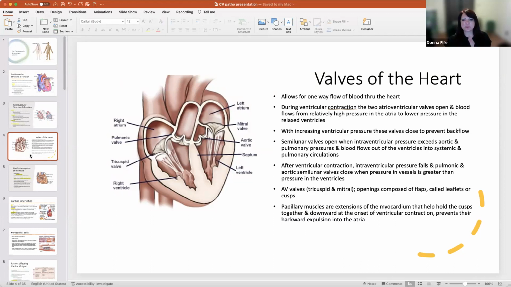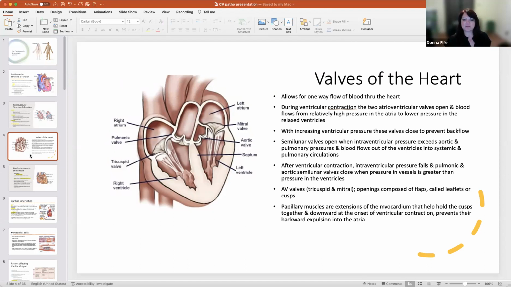Semilunar valves open when intraventricular pressure exceeds aortic and pulmonic pressures, and blood flows out of the ventricles into systemic and pulmonary circulations. After ventricular contraction, intraventricular pressure falls, and pulmonic and aortic semilunar valves close when pressure in vessels is greater than the pressure in the ventricles.